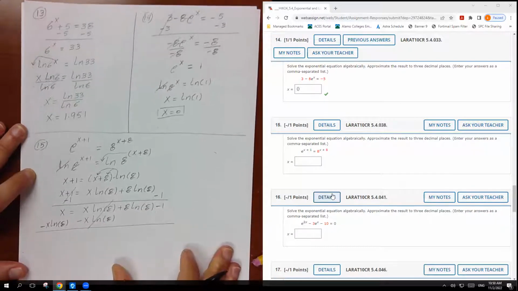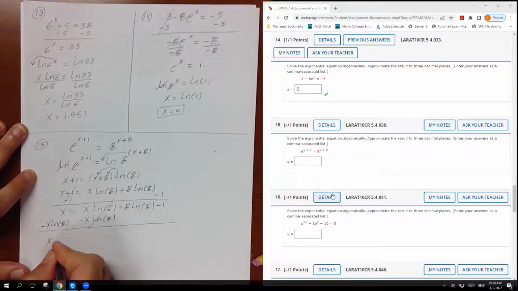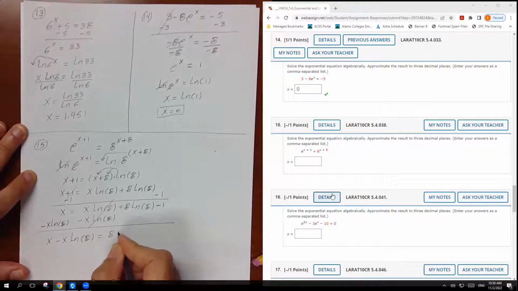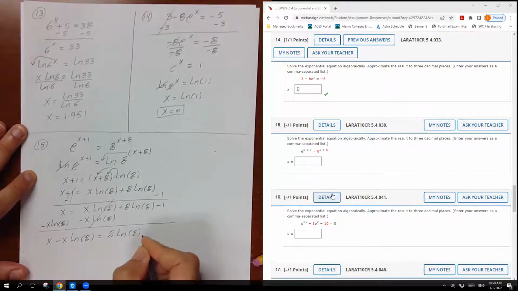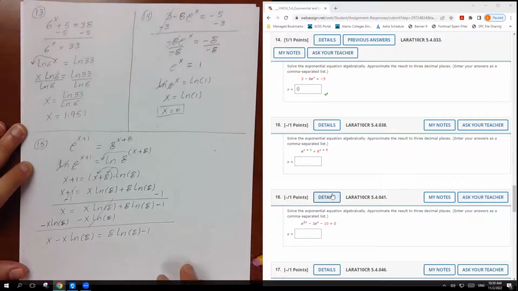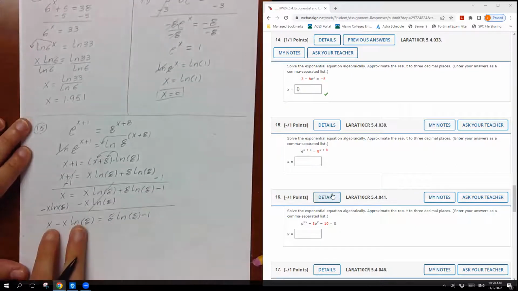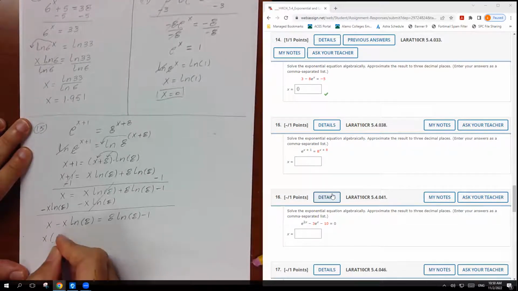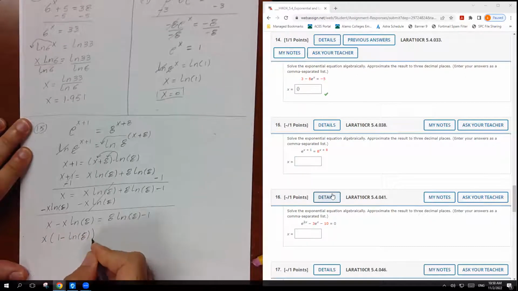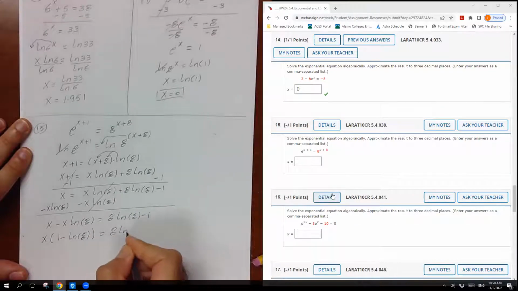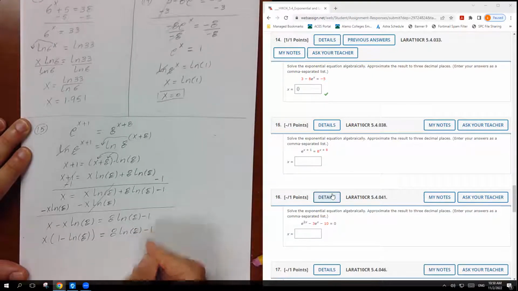Cancel from here. So we're going to get x minus x ln 8 equals 8 ln 8 minus 1. Then next step, I'm going to factor out the common term between these two terms, which is x. The left is going to be x times 1 minus ln 8, equal to 8 ln 8 minus 1.